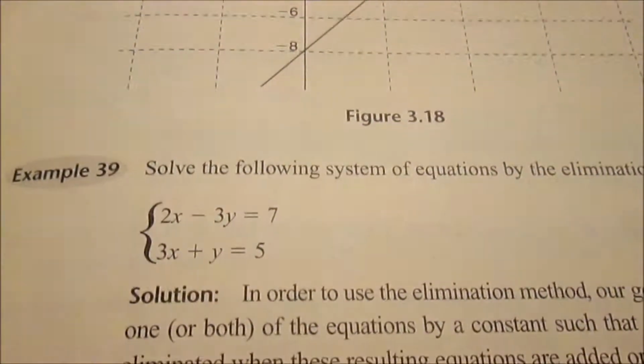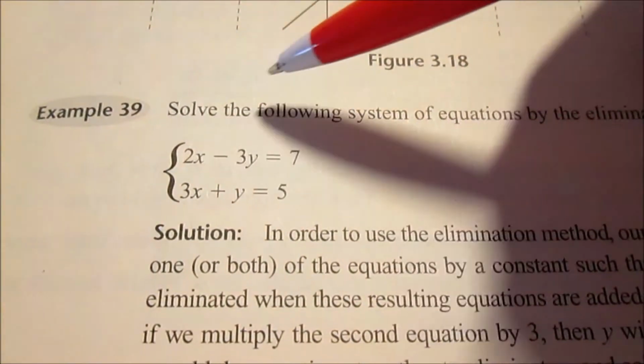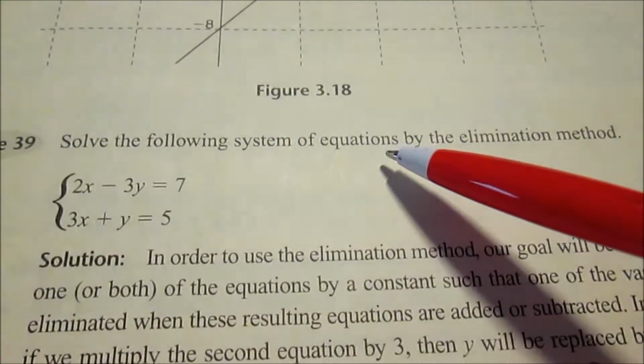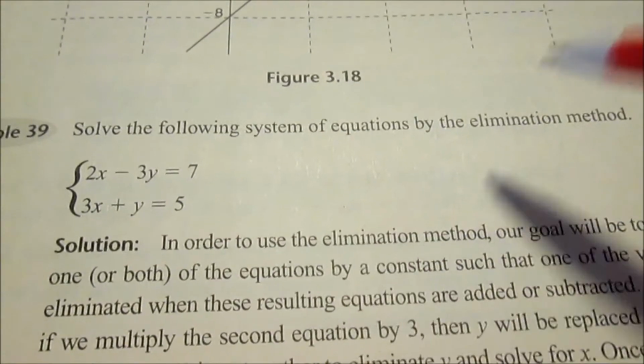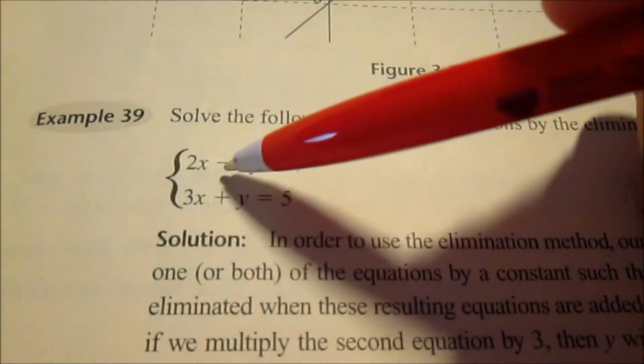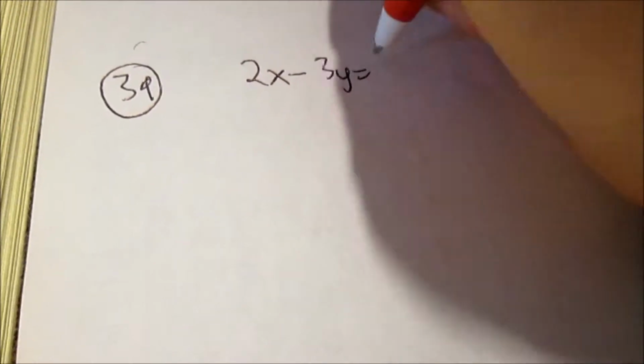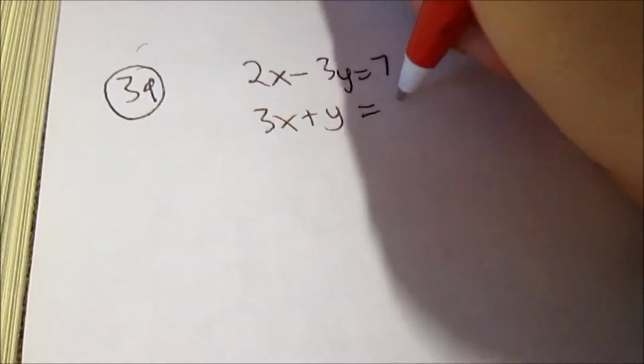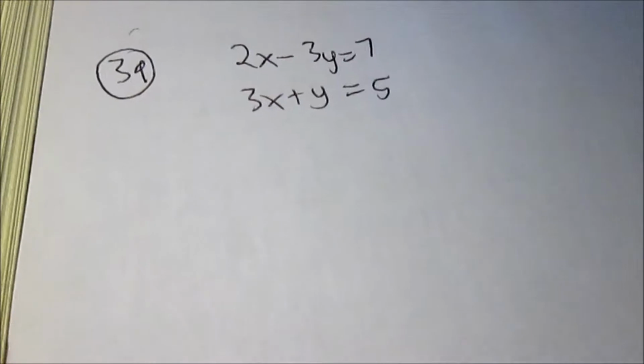The problem here from the study book is a systems of equations problem to be solved by the elimination method. So this is the original problem. I'm going to write that on my paper. In the study book, it said it was example 39, so I'll keep using that number as well. The original problem: 2x minus 3y equals 7. Underneath, 3x plus y equals 5, and the goal is to solve by elimination.